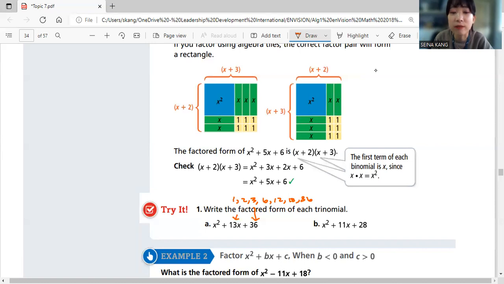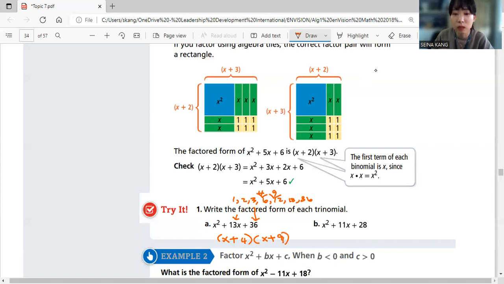So how do you know? Are there any other factors that we haven't thought of? Yes, there actually is. I forgot. 4 and what else? 9. Yes. So 4 and 9 multiplies to 36 as well. 4 and 9 adds up to 13. So you have 4 and 9 as your second part of the binomials.